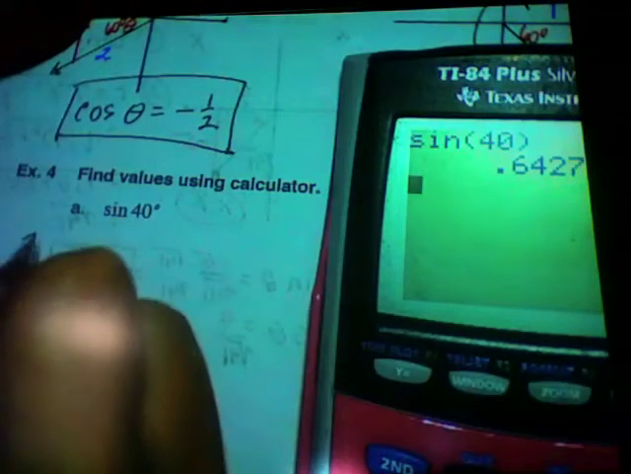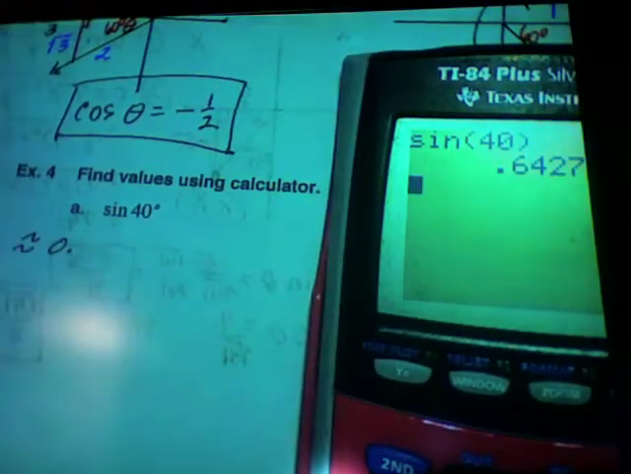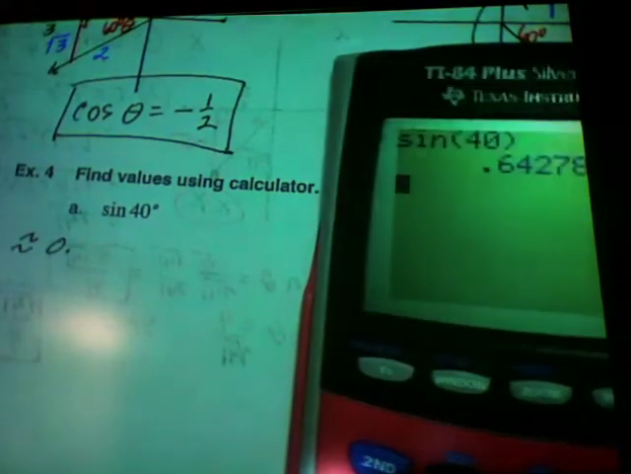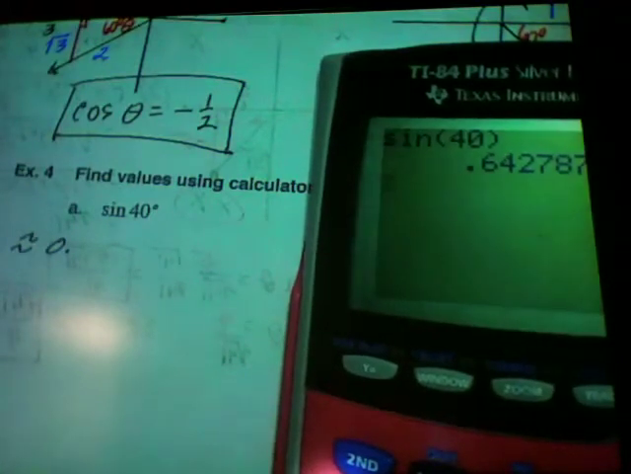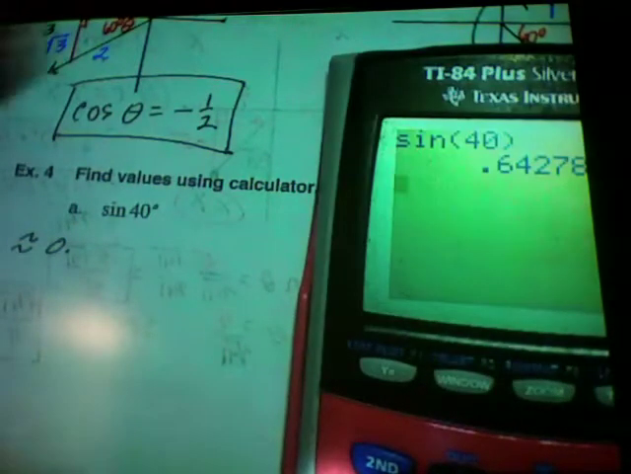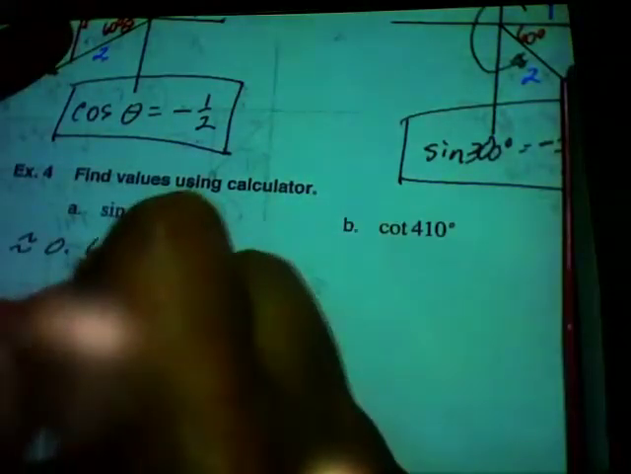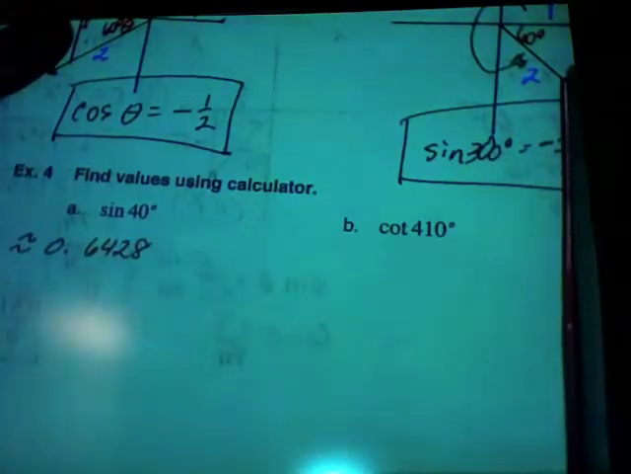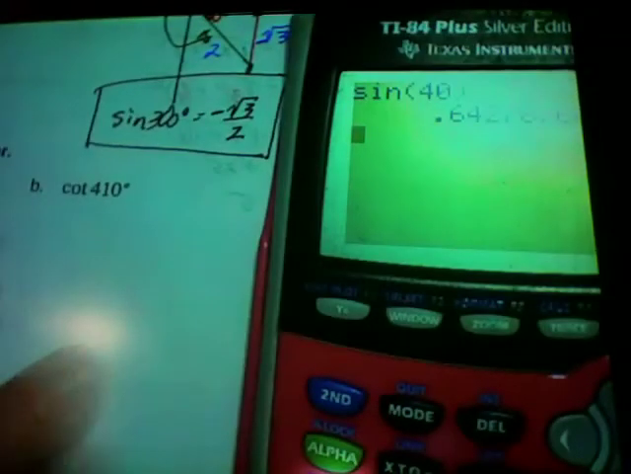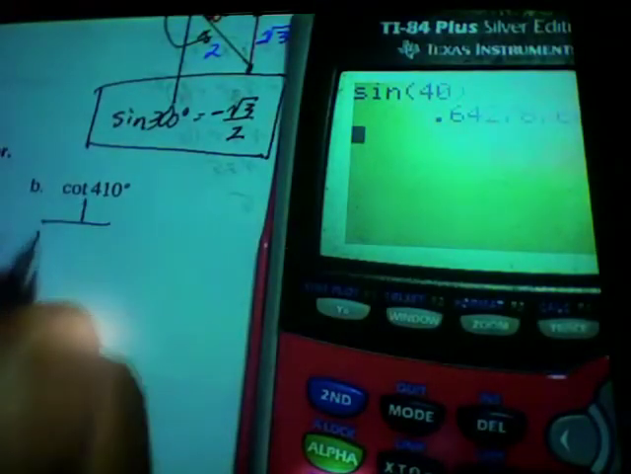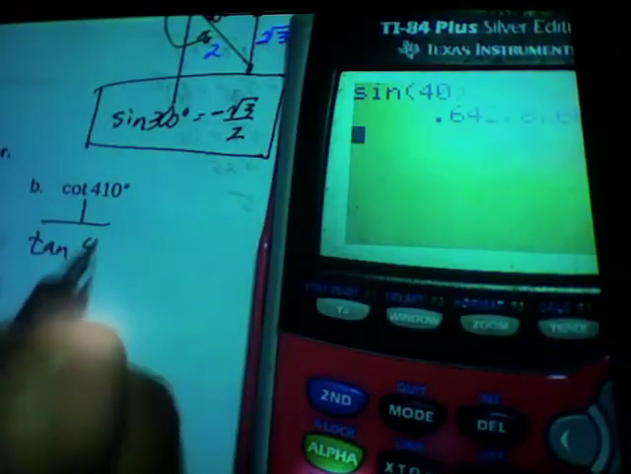So it's approximately, because we're rounding, 0.642, because there's an 8 next door to the 7. 0.6428. Then cotangent. How are we going to find cotangent? Yeah, so we're putting 1 over the tangent of 410.